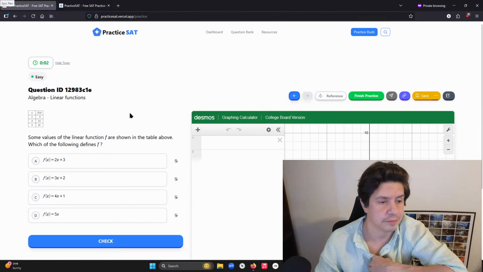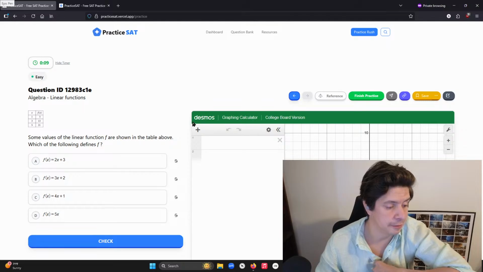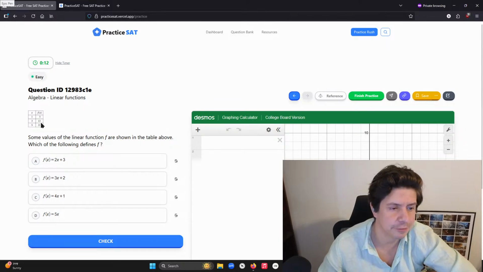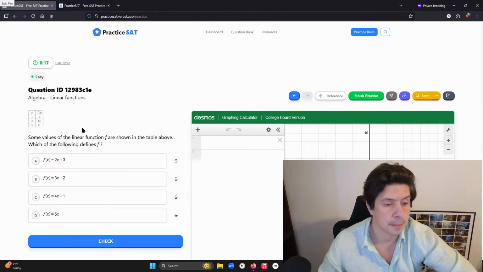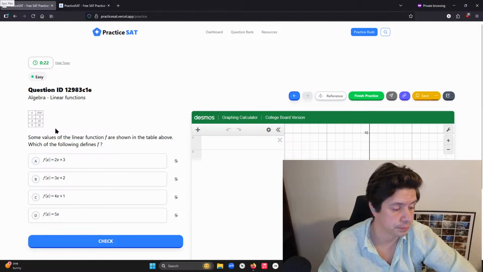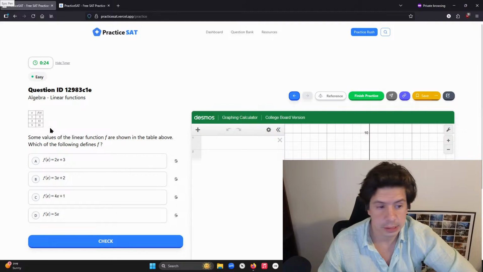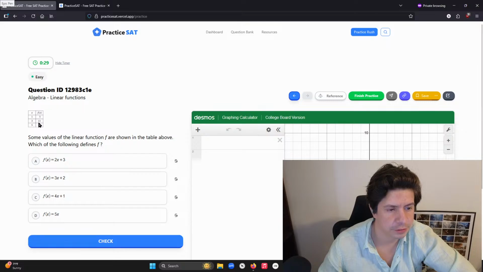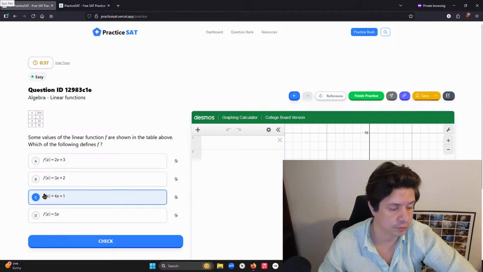Alright, so then we have this one here. Some values of the linear function F are shown in the table above. Which of the following defines F? So we have 1, 5, 3, 13, 5, 21. Alright, so for this one we're going to do again 1, 5, 3, 13. So you go up 2, you go up 8. So it has a slope of 4, up 2, up 8. So that should be C. That's the only one that has a slope of 4.